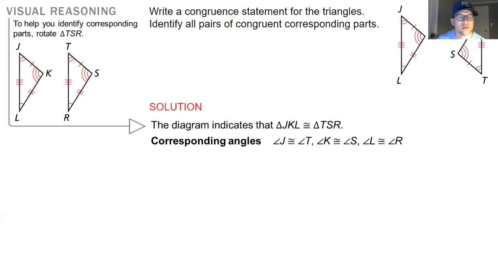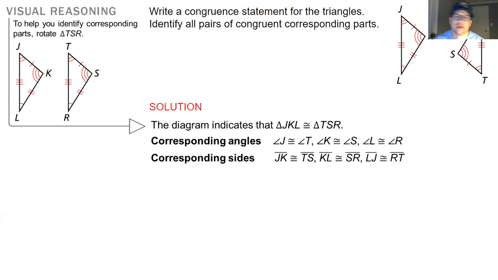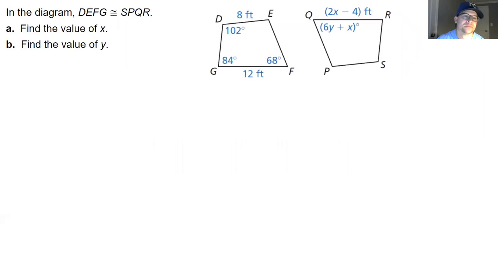And then you're going to do the same thing with the sides. JK and TS have one dash mark, and you've got KL and SR have two dash marks, and then JL and TR, or LJ and RT, are your three marks. So those are all of your corresponding angles and corresponding sides.